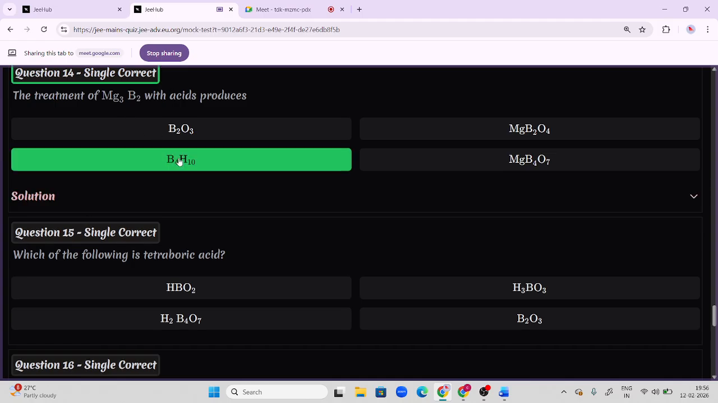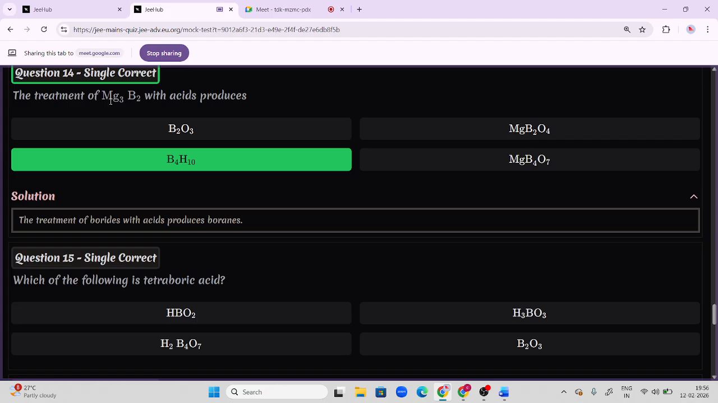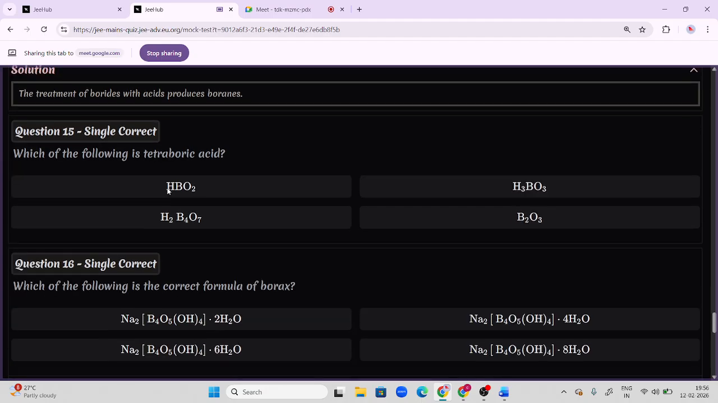Generally, whenever you are having borides, that means the element bonded with boron. When you treat with acid, they will form boranes. Boranes means boron bonded with hydrogen. That is boranes. Next one.